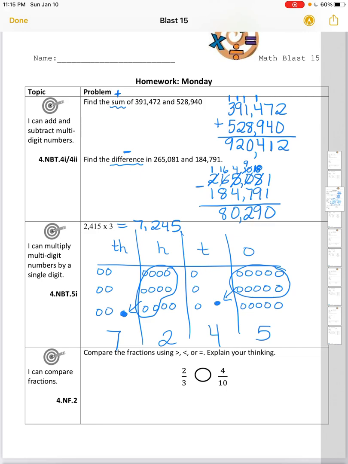I can compare fractions. Compare the fractions using greater than, less than, or equal. Explain your thinking. So I have 2/3 and we have 4/10. Now I know that 2/3 is more than half. And I know 4/10 is less than half. So I know that 2/3 is going to have to be more than 4/10. Since 2/3 is more than half and 4/10 is less than half, 2/3 must be greater than 4/10.